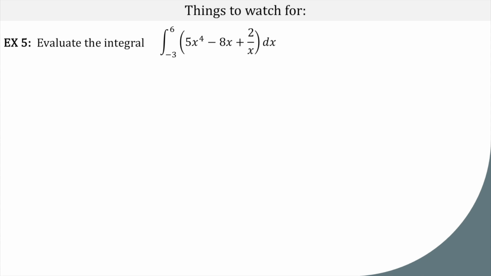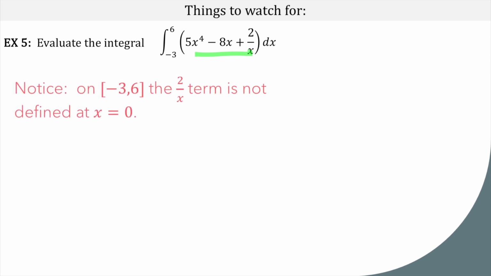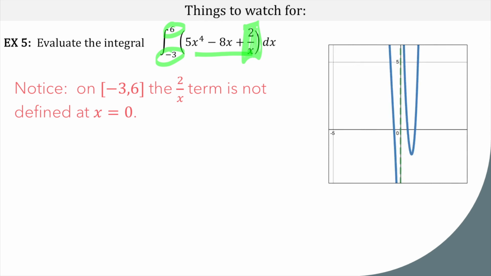Okay, a couple things I want you to be watching for. If it says evaluate the integral from -3 to 6, and you're like, oh, I totally know how to do this, I can integrate each of those polynomial pieces and evaluate from -3 to 6. However, notice, between -3 and 6, this 2 over x term is a problem because x can't be 0, but 0 is between -3 and 6. See this graph here? That vertical asymptote at 0 is a problem, and this integral cannot be evaluated like it is here.